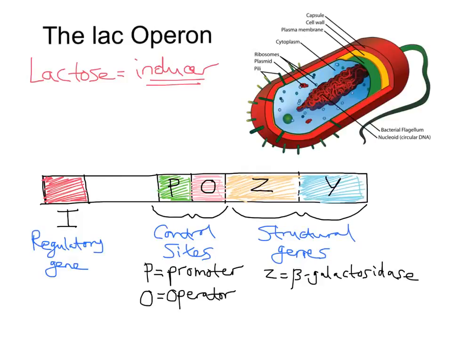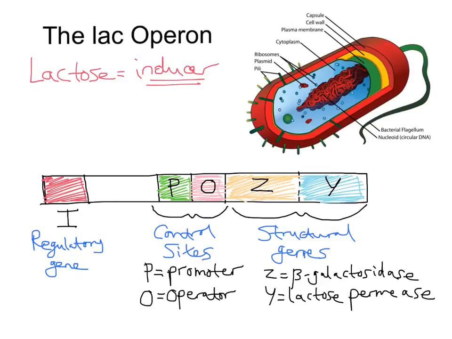So once it's into the cell. But I did say we needed one particular enzyme to bring that lactose into the cell in the first place, and that's what Y is. Y is the gene that codes for lactose permease. So here's our basic setup.